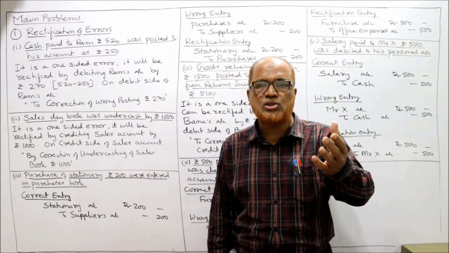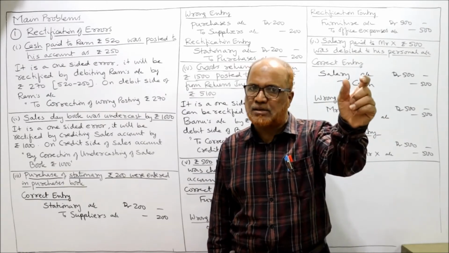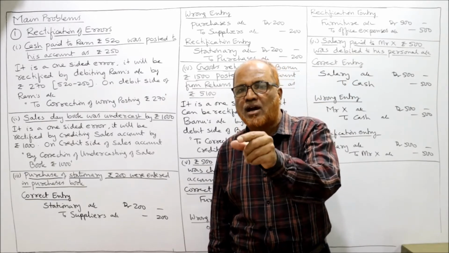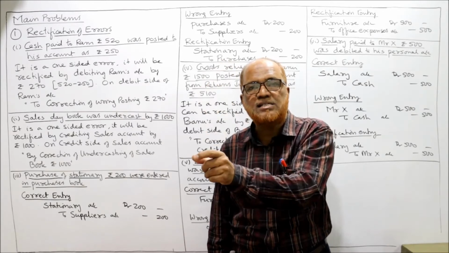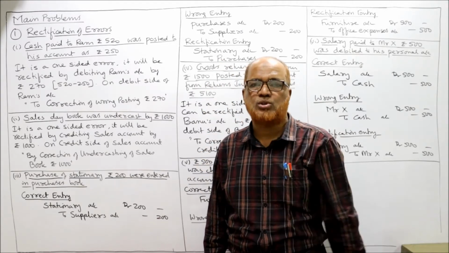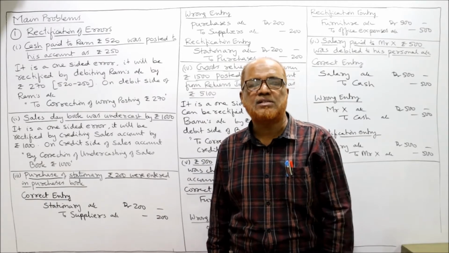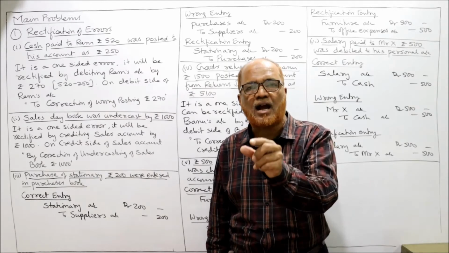When we sell the goods, the entry will be customer account debit to sales. So sales account always will be credited. So here on the credit side of the sales account, there is a short of rupees 1000. So the error is a one-sided error because the error is there only in the sales account.